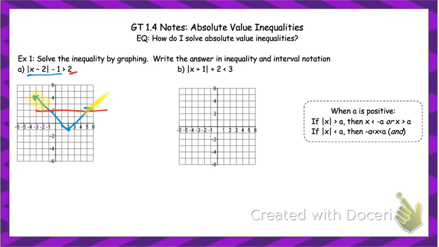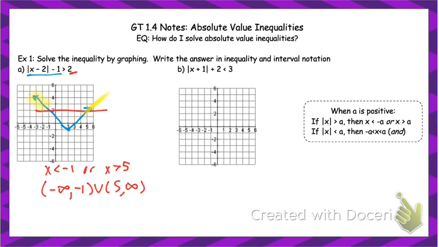So we're going to write this two ways. We're going to start by writing this in inequality notation. So in inequality notation, this would be true when x is less than -1, or this would be true when x is greater than 5. So those are the two places where this is happening. In interval notation, what that would look like is from -infinity to -1, and then from 5 to infinity.